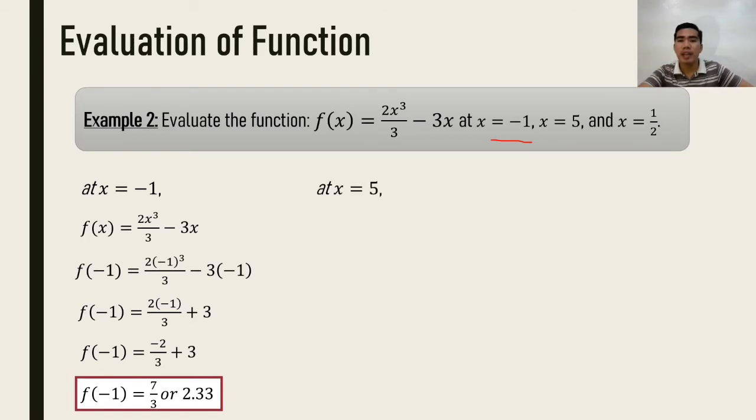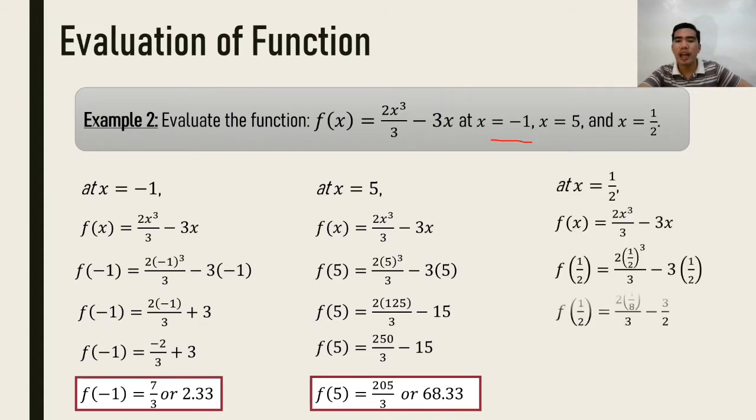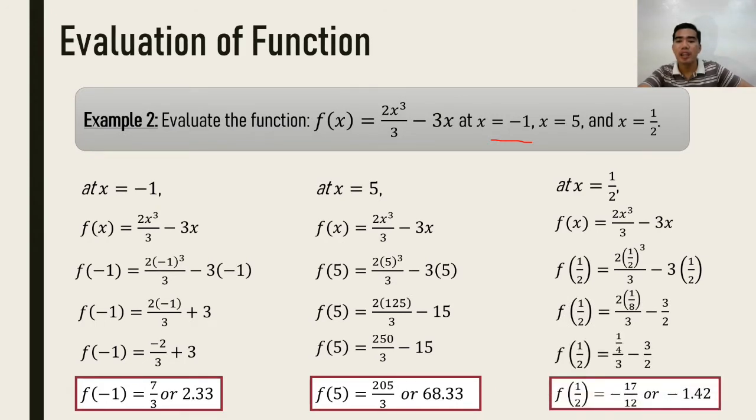Pag 5 naman, we have this one. So substitute 5, all variable x, and the result is this one. Now, pag 1/2 naman, same process. Magiging 1/2, so on and so forth. Then the result is this one. Okay? This is very easy actually if we have calculators and all. Sige, let's continue.